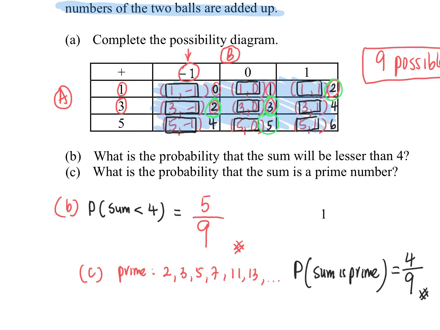Yes? What is 1? 1 is not prime because prime only has 2 factors, 1 and itself, and for 1 that is 1 only. So you need 2 factors. So 1 is not prime. The smallest prime starts from 2.